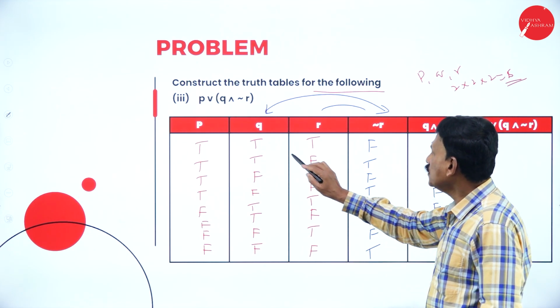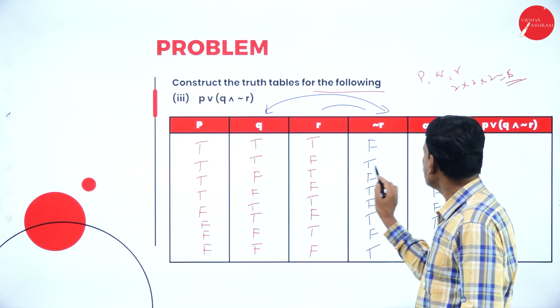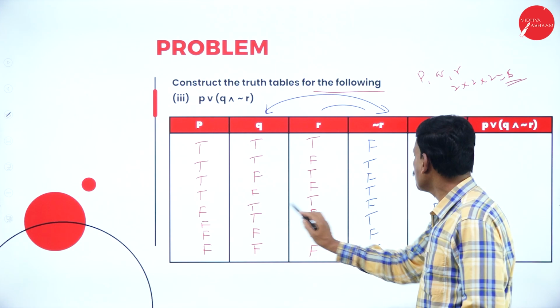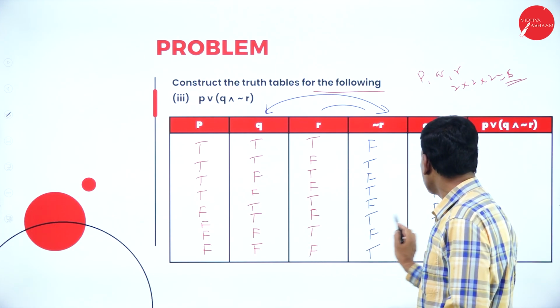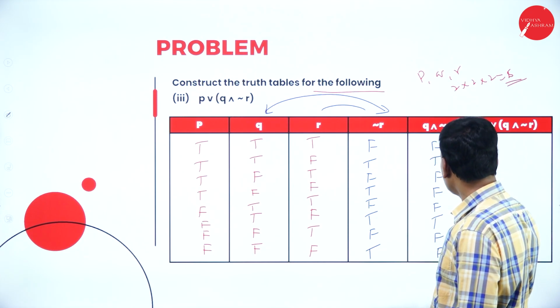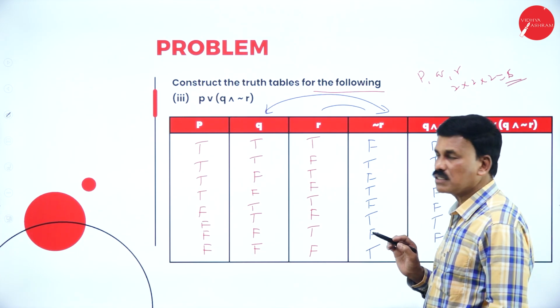So, true and false is false, true and true is true, false and false is false, false and true is false. True and false is false, true and true is true, false and false is false, false and true is also false. So only two true values, and the remaining are all false.